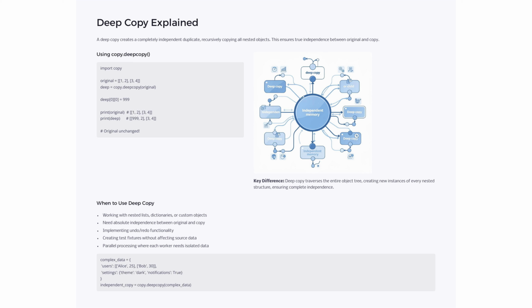A deep copy creates a fully independent duplicate by recursively copying all nested objects. Using copy.deepcopy, changes to the copy don't affect the original. This is crucial for nested lists, dictionaries, or custom objects when absolute independence is needed, such as in undo/redo functionality, test fixtures, or parallel processing with isolated data.